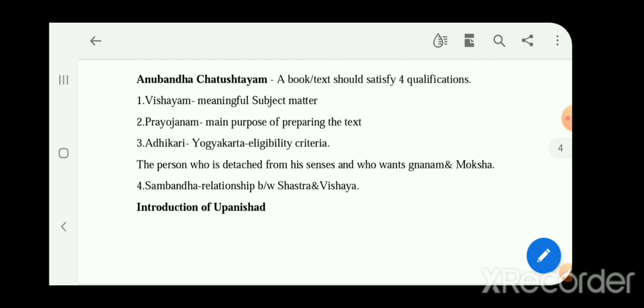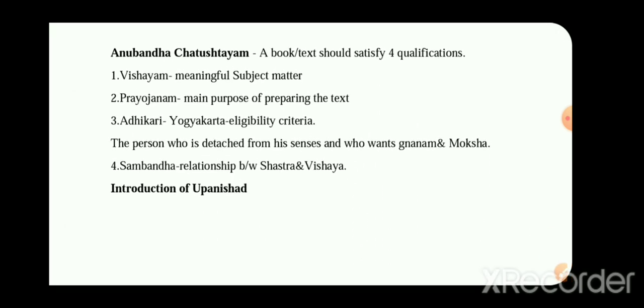And the next qualification is Prayojanam. Prayojanam means a main purpose. What is the main purpose of writing that book? I am trying to write about Katopanishad. What is the main purpose of my writing on Katopanishad? I want to share my knowledge with a wider audience. That's why I'm going to write and then publish it. I can't simply write for my own sake and keep it for myself, right? There should be a proper purpose. So I want to share my knowledge with the wider audience. That's why I'm writing that book. That is called the main purpose, which is the Prayojanam.